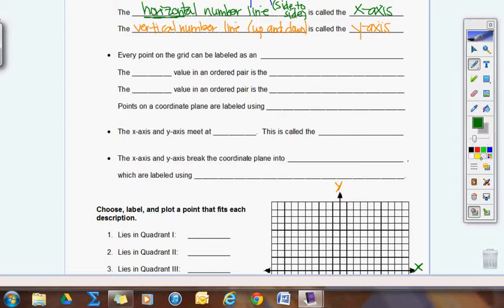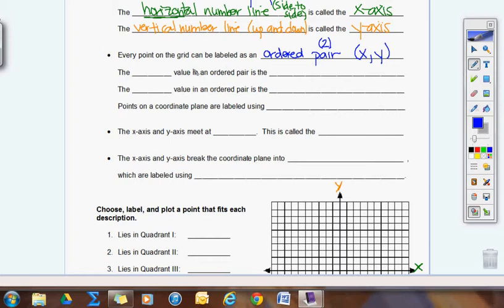Every point on the grid, not just the ones that are on the grid marks, but every point in here can be labeled as what we call an ordered pair. Now this has two components. First of all, obviously pair means that there are two things, and ordered means that we have to put them in a special order so that we know what's what. The order is that x is always first and y is always second. The x value, the value on the horizontal number line, comes first, and the y value comes second. It's alphabetical, so it's not difficult to remember.